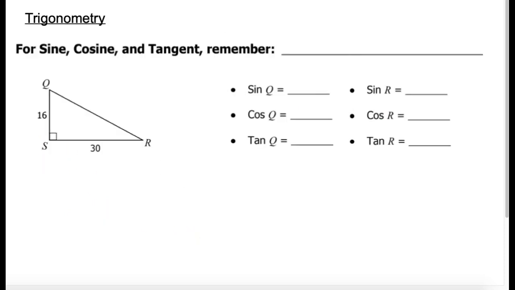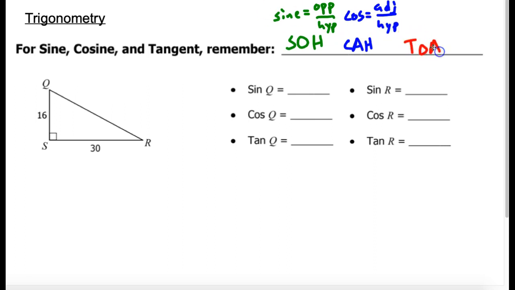Then we got into trigonometry. For sine, cosine, and tangent, remember SOH CAH TOA. SOH means that sine is opposite over hypotenuse. CAH means that cosine is adjacent over hypotenuse. And TOA means that tangent is equal to opposite over adjacent.